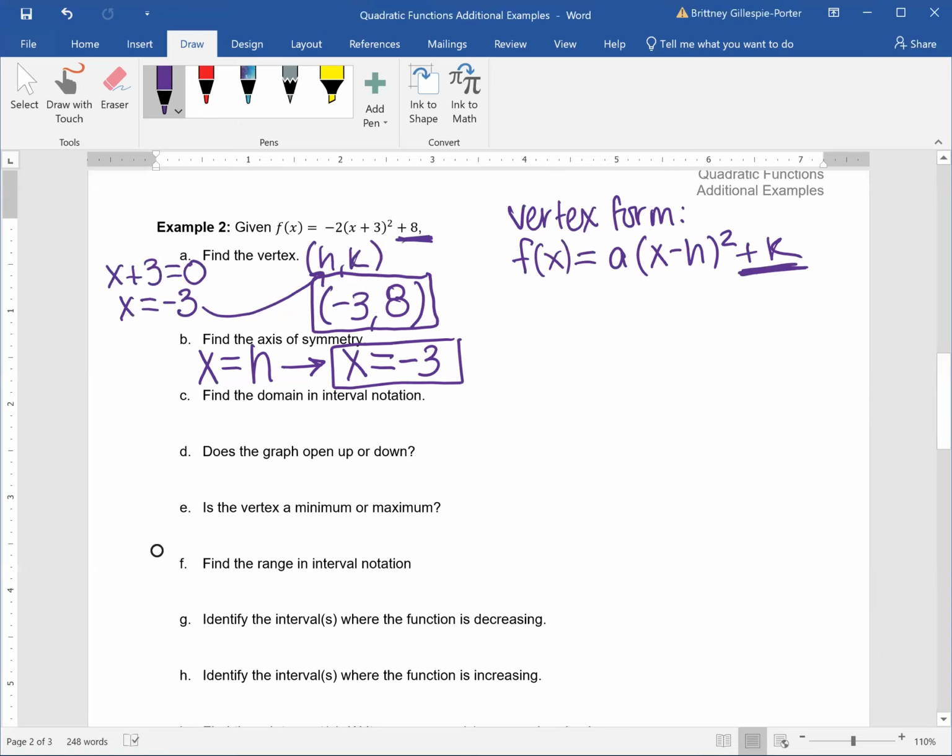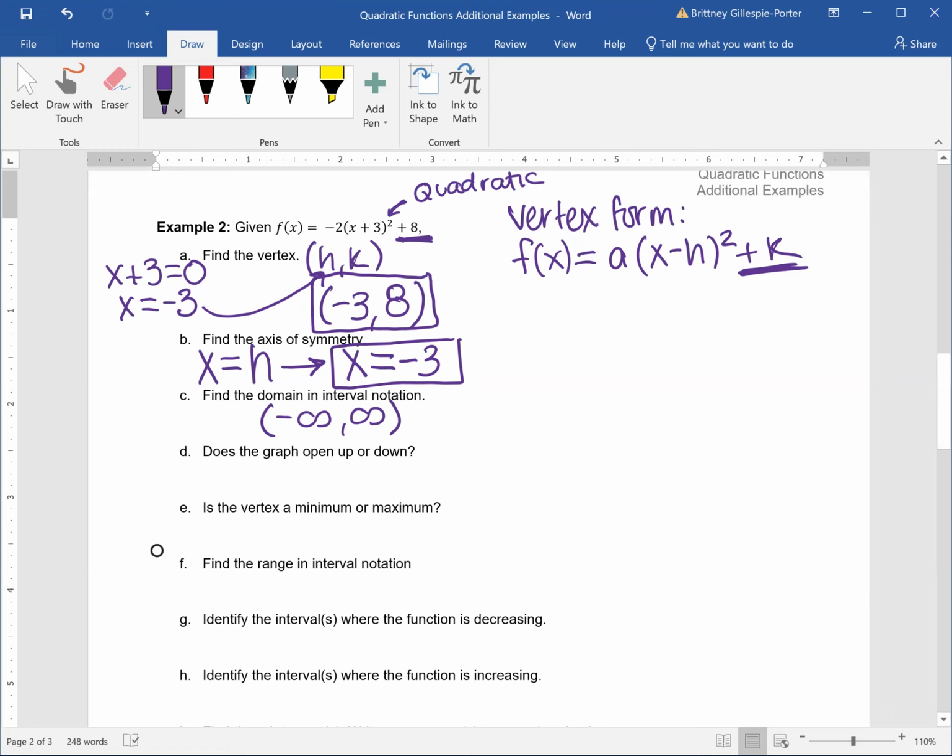We have a quadratic. We know we have a quadratic because of the square being the highest power. So we have a quadratic function, which means our domain is always negative infinity to positive infinity, all real numbers.